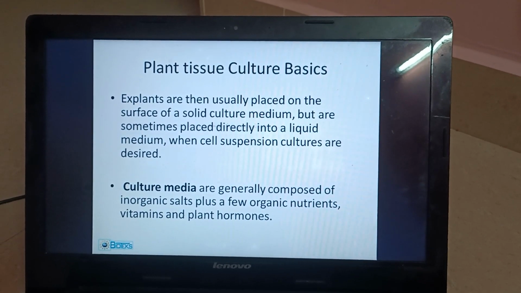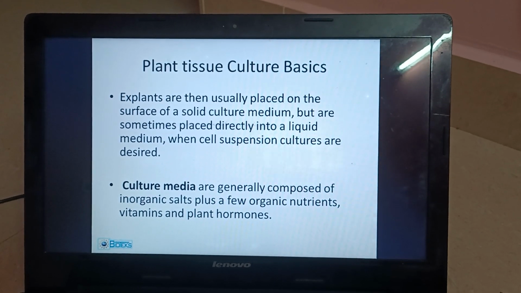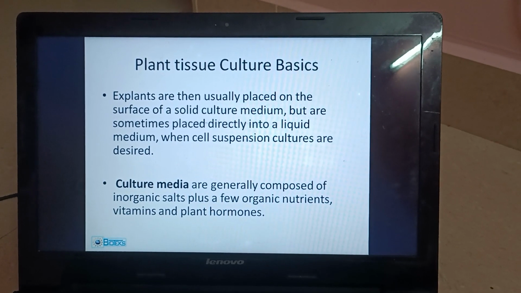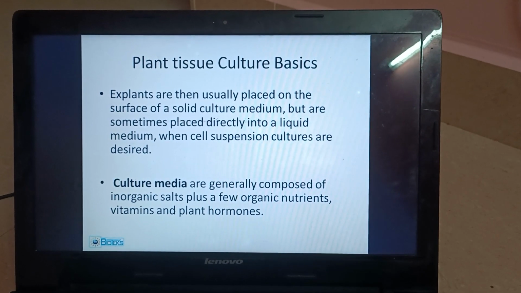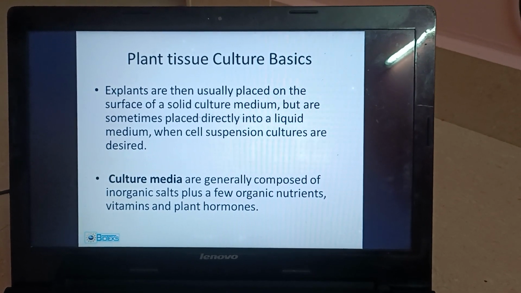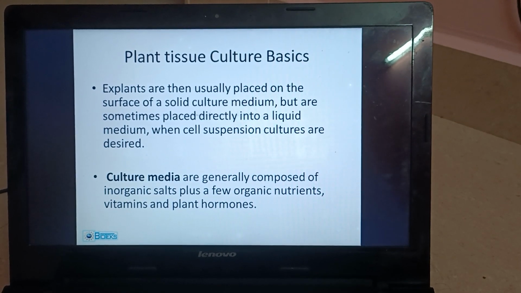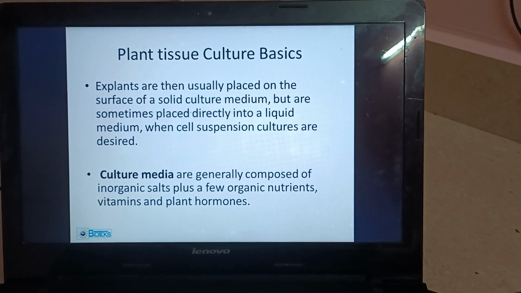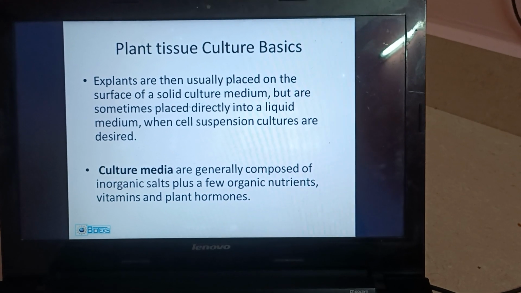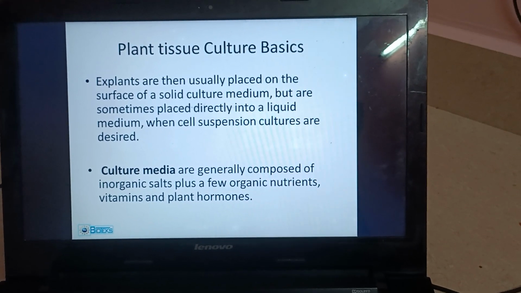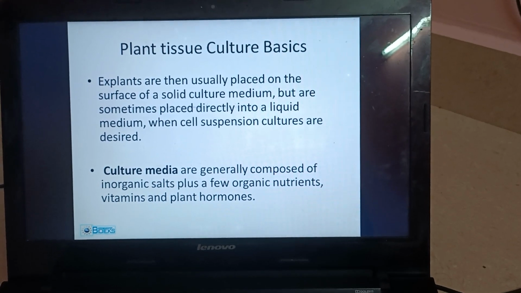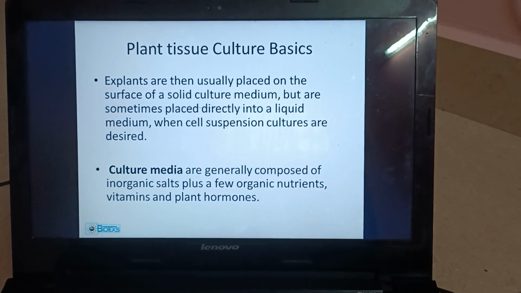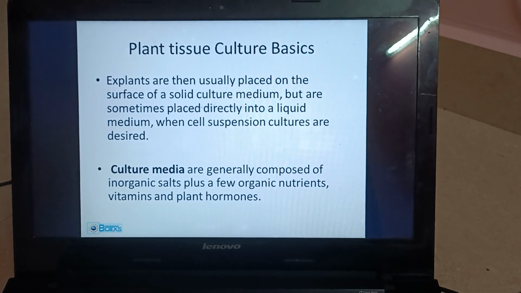The next one in plant tissue culture basics: the explants are usually placed on the surface of the solid culture medium. After surface sterilization, our explant goes to the solid culture medium, but sometimes they are placed directly into liquid medium when cell suspension cultures are desired. If some explants need a suspension medium, then we should recommend a suspension culture, or else we directly go for the solid medium.